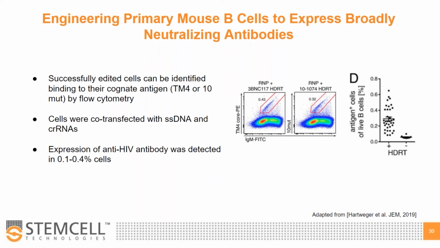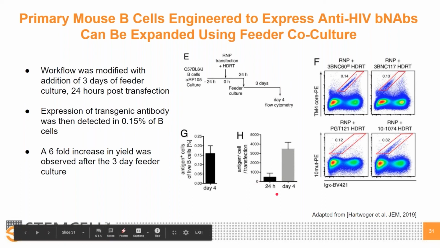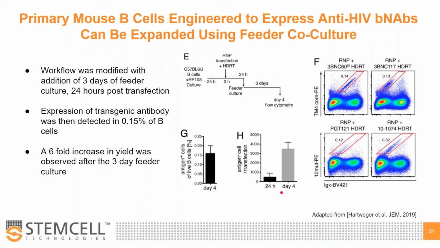Because this was quite low, they modified their workflow to include an additional 3 days of feeder culture after the 24 hours post transfection to hopefully expand these engineered B cells. And even though the expression of transgenic antibody was still detected in only about 0.15% of B cells, there was a 6-fold expansion, or increase in yield, after the 3-day feeder culture.